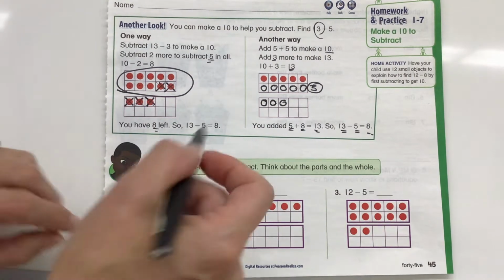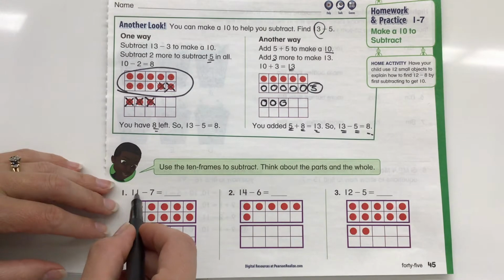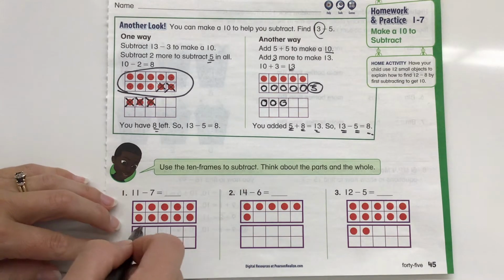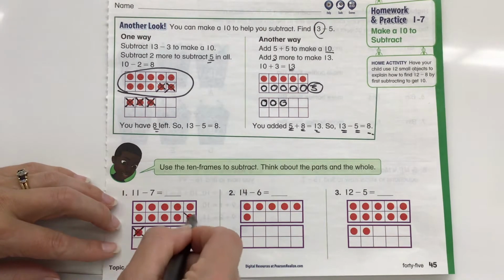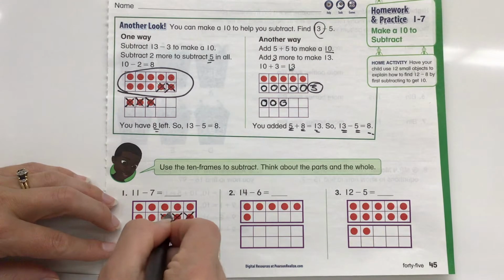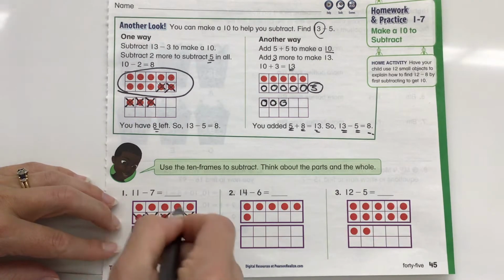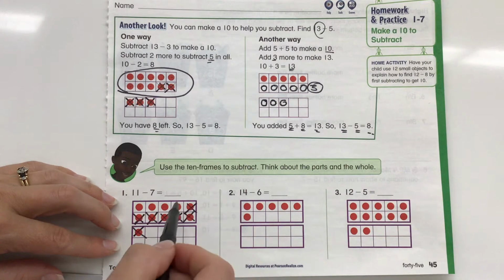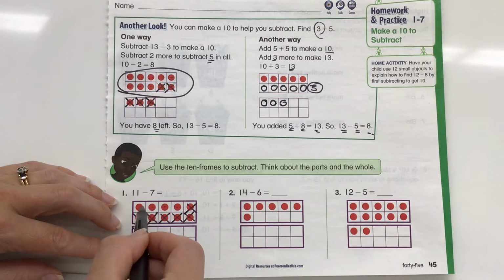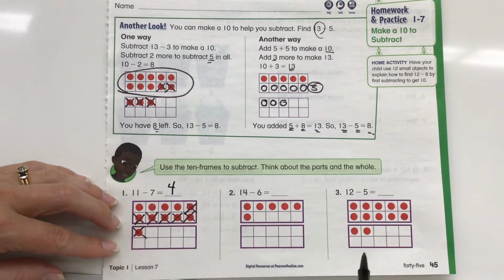Think about the parts in the whole. So 11 minus 7. So we're going to subtract 7. 1, 2, 3, 4, 5, 6, 7. And we're going to count how many we have left over. 1, 2, 3, 4. Okay.